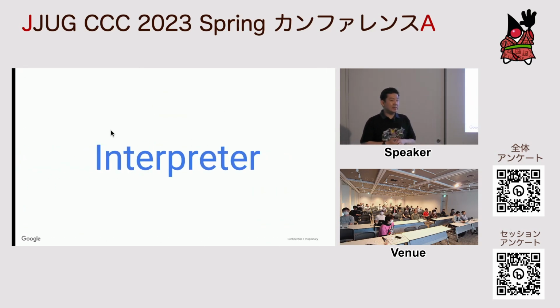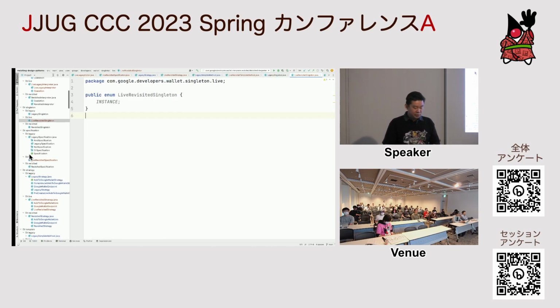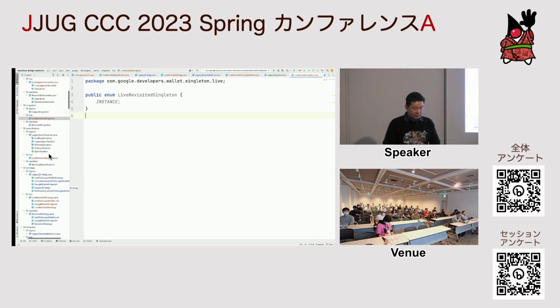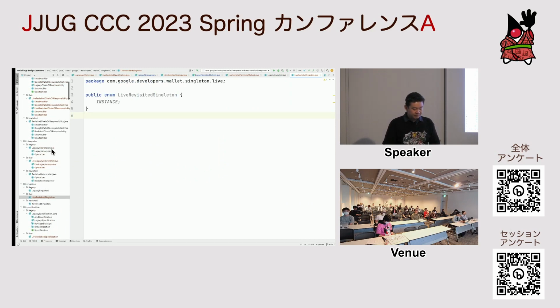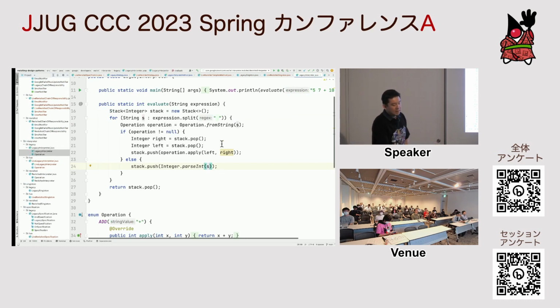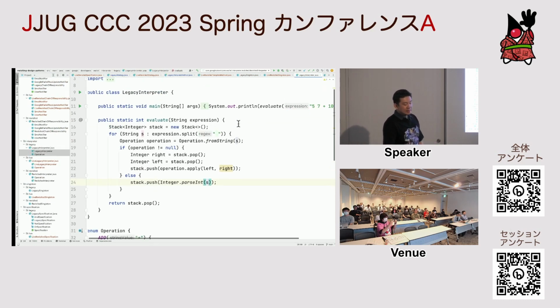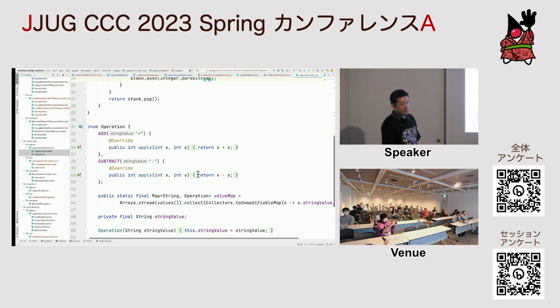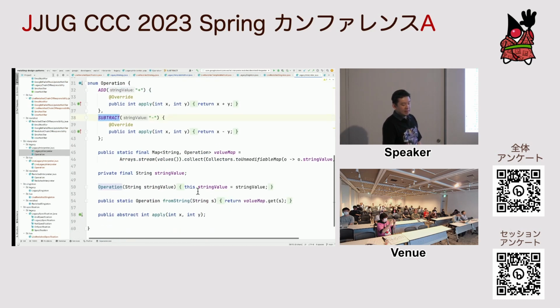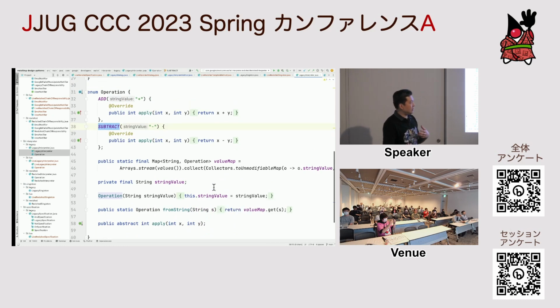Next one, interpreter. I know this is very rare to use, and most of the examples are only from the book, but I want to show you how you can do it differently in 2023. So if I go here to the interpreter, the legacy interpreter, you can use enums for the operation, and based on the string that you're receiving, you would return one operation.